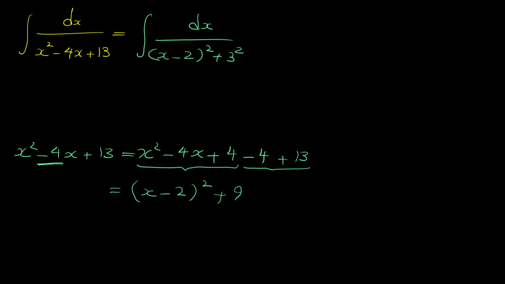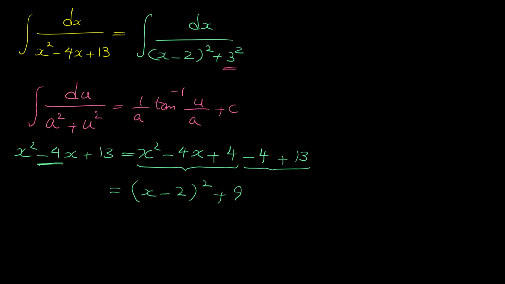But what we have to do here, let me remind you of an important formula for finding the integral: the integral of du over a squared plus u squared, or u squared plus a squared, is 1 over a times the tangent inverse of u over a, plus c, where a is a number. In this particular question, the 3 is a and x minus 2 is u.